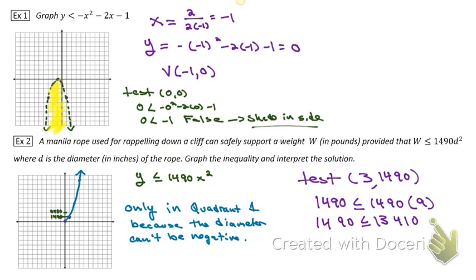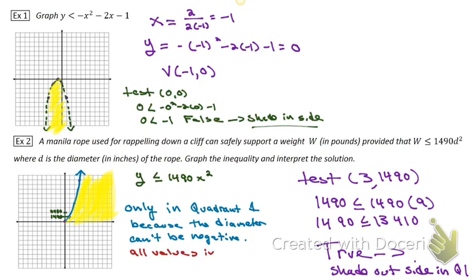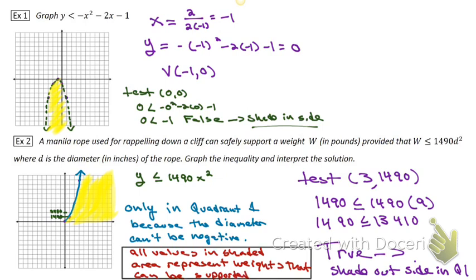And is that a true statement? You got it, it's a true statement. So that means I'm going to shade outside in the first quadrant. All values in the shaded area represent the weight that can be used to support the person rappelling.